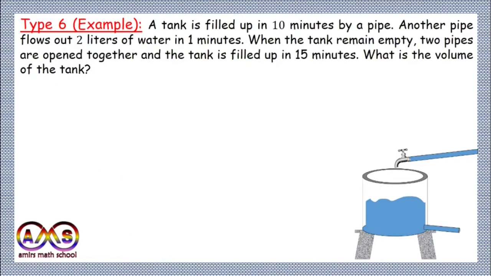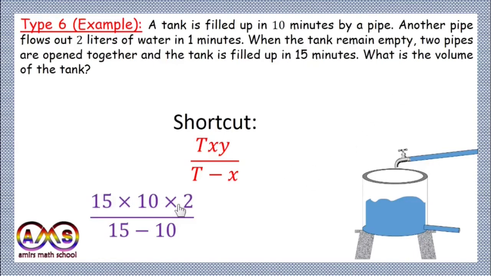Now if we want to solve this problem using the shortcut, it will be TXY divided by T minus X. Here X is 10, the required time to fill the tank or cistern by a pipe, Y is the flow out rate, and T is the required time to fill the tank when both the pipes are open. So the volume of the tank is TXY divided by T minus X. Here T is 15, X is 10, and Y is 2. So 15 into 10 into 2 divided by 15 minus 10 gives the volume of the tank, that is 60.